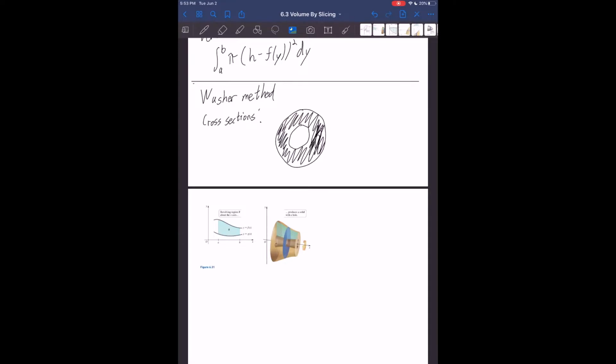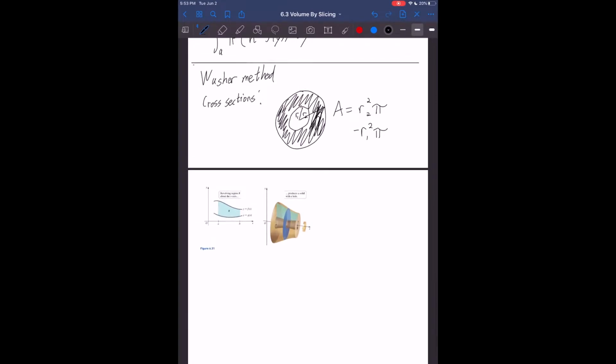Now, the nice thing about these cross sections is that we still know what the area of the cross section is. So if the inside circle has a radius of r1, the outside circle has a radius of r2, the area of this is just going to be r2 squared pi minus r1 squared pi. So we're going to take the area of the entire outer circle and then just subtract out that middle part. So we only have this middle part that we are actually caring about.